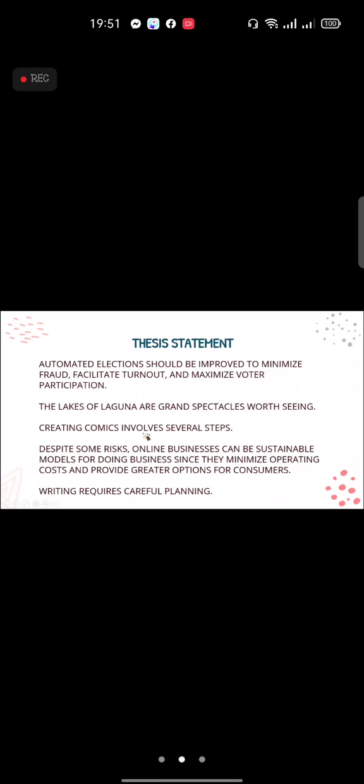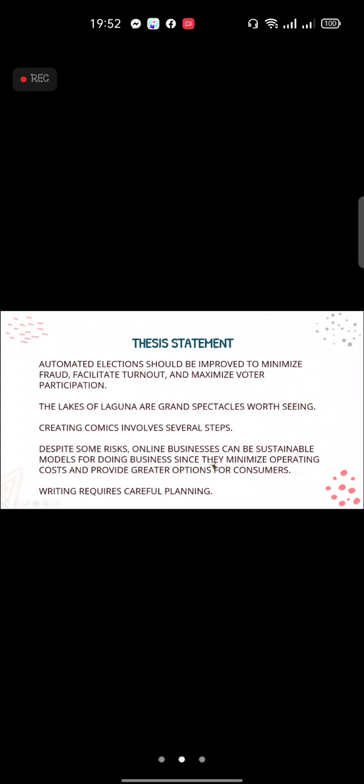How about this one? Creating comics involves several steps. Is this a thesis statement? No. So, the same with the number 2. Ano lang din siya. Creating comics involves several steps pero wala nang supporting points about that. Now, next one. Despite some risks, online businesses can be sustainable models for doing business since they minimize operating costs and provide greater options for consumers.